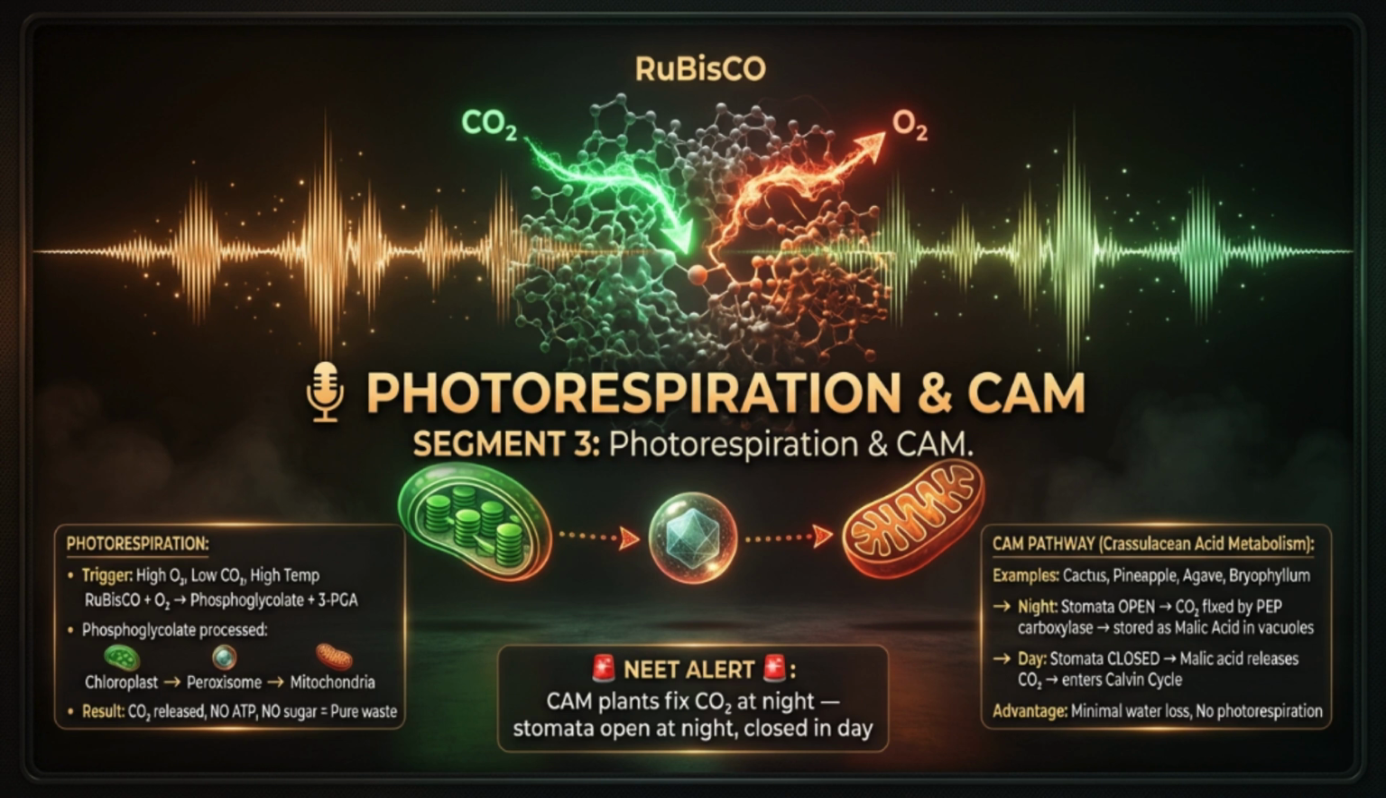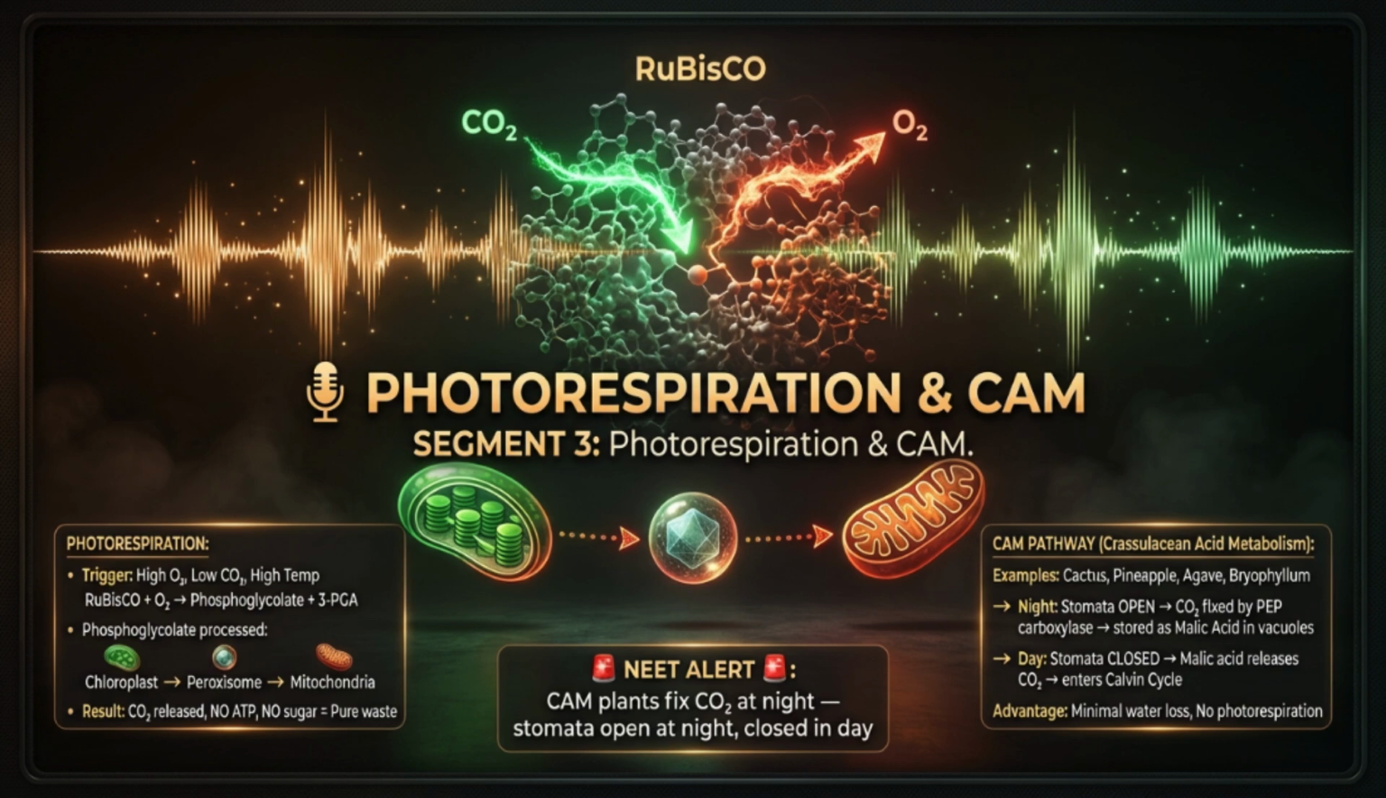Its carboxylase function fixes CO2 into the Calvin cycle. But its oxygenase function is its dark side. When O2 concentrations are high and CO2 is low, which happens on hot, bright days when stomata partially close, rubisco binds O2 instead of CO2. This produces a 2-carbon compound called phosphoglycolate. This compound is metabolically useless for photosynthesis.